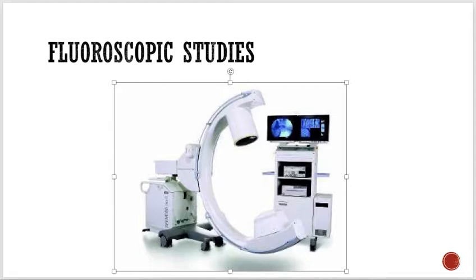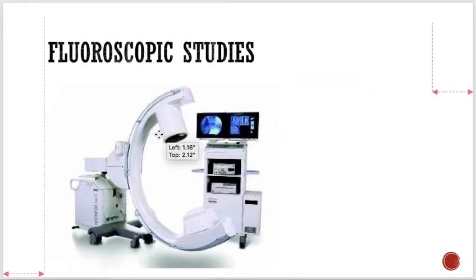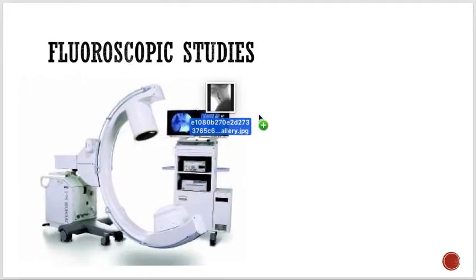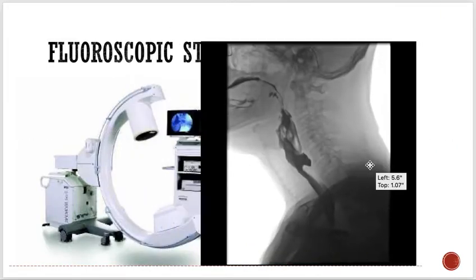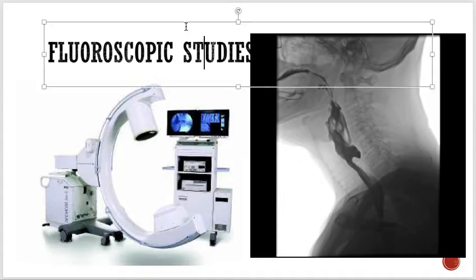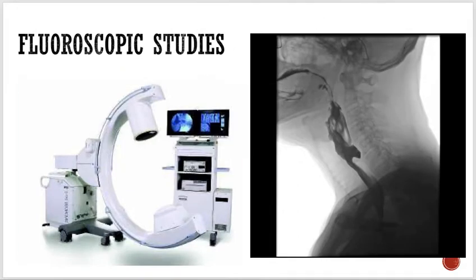So what is the thing? This uses X-rays, number one, but it can give moving images. The X-rays keep falling and we can see the things inside, so it gives moving images. I was searching for a GIF image which is moving as well, but I couldn't find it. So this one is a still image from a fluoroscopic study.